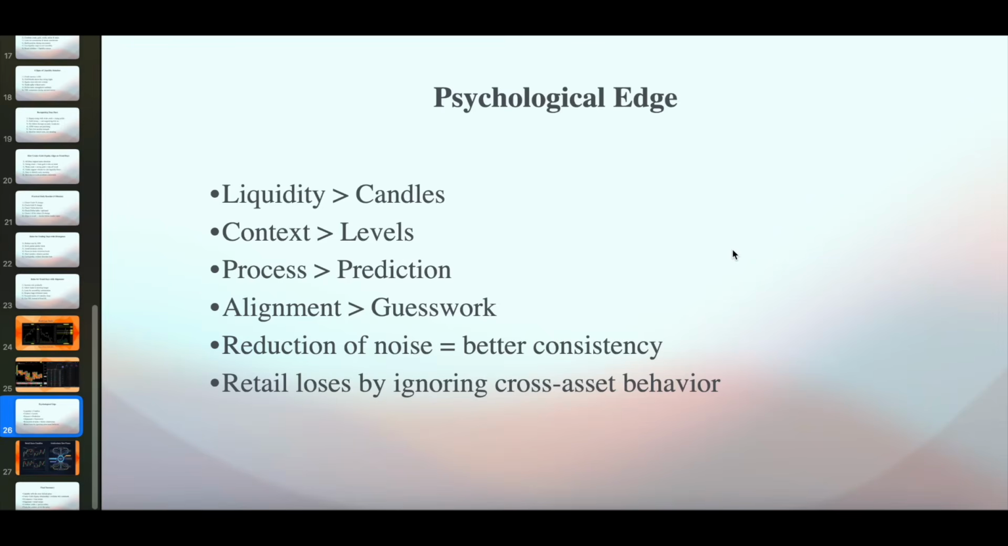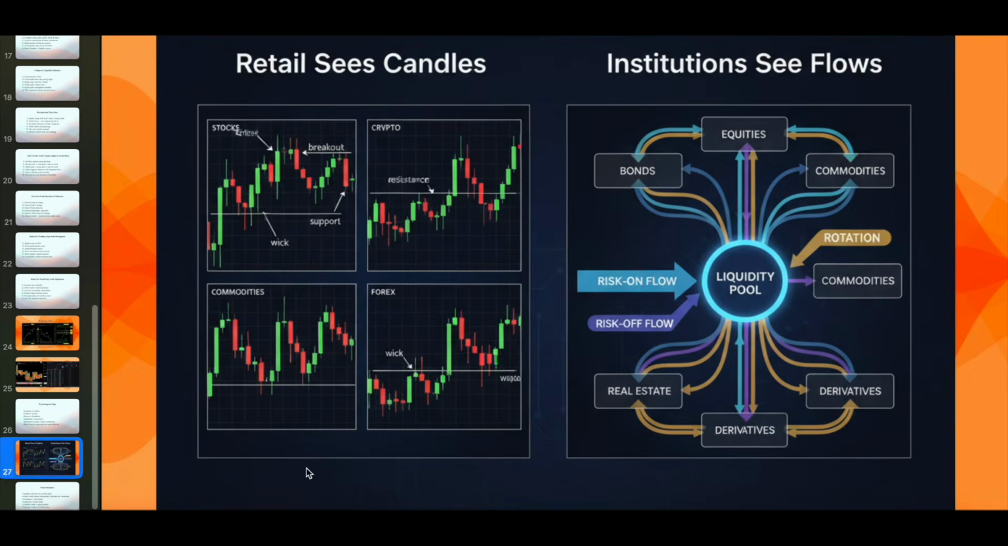A candle is just the final result. The liquidity before that candle created it. So if you understand the liquidity, you will know why the candle happened. Price is just a shadow. Liquidity is the object. So why do most retailers get trapped in this kind of market behavior?